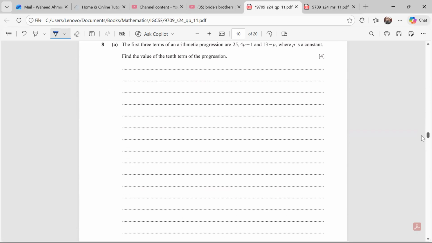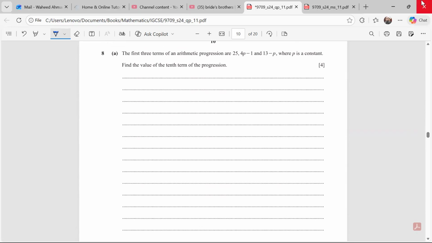Okay, next question, question number 8. Okay, this is interesting. You see, we are given the first three terms of an arithmetic sequence. The first term is A, and that is given as 25. The next term is A plus D, and that is 4B minus 1. And the third term is A plus 2D, right? And that is given as 13 minus B. And we have to find the 10th term of the sequence, right?